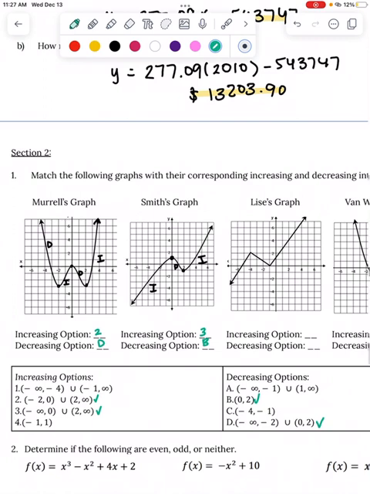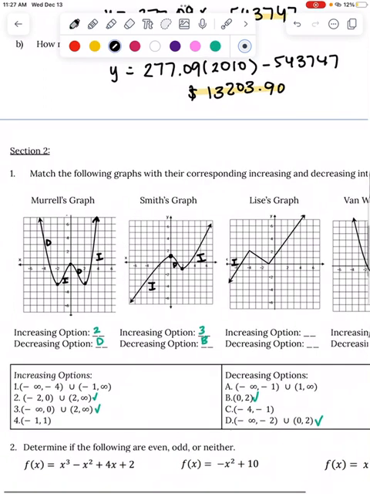Next one, starts off increasing, decreasing, increasing. Starts off increasing, so it starts off from -infinity, and it stops at -4. I already know my answer is going to be 1. It's my only logical one. Then it's decreasing from -4 to -1, so C.